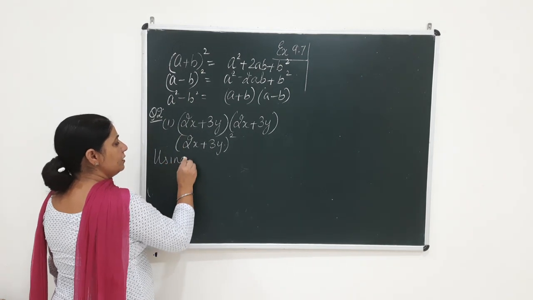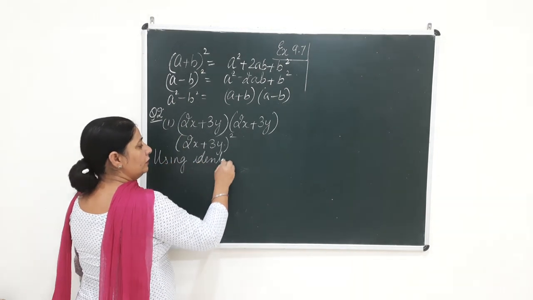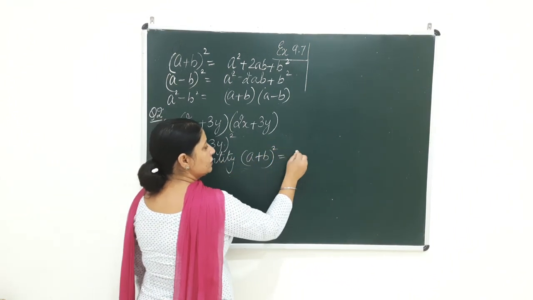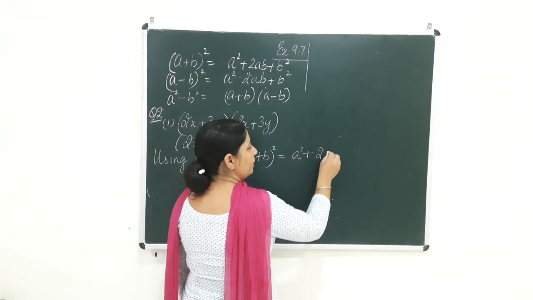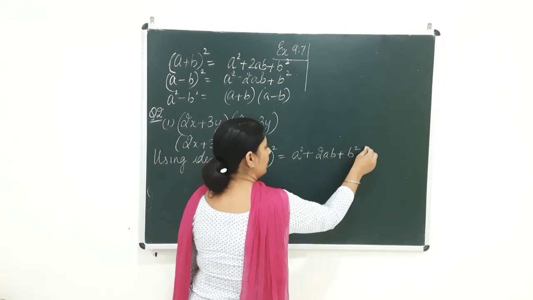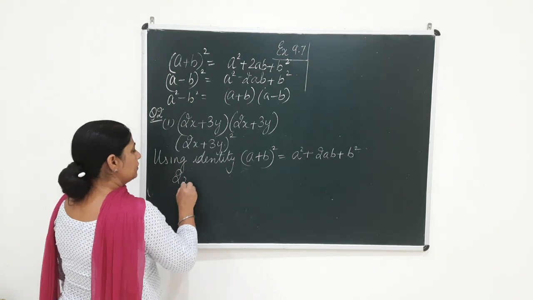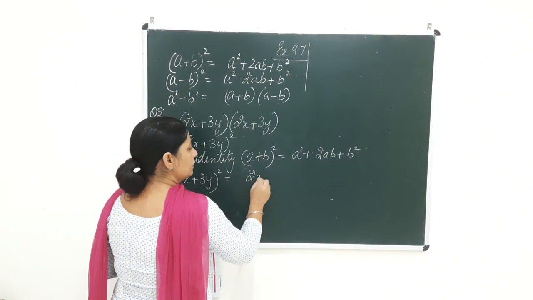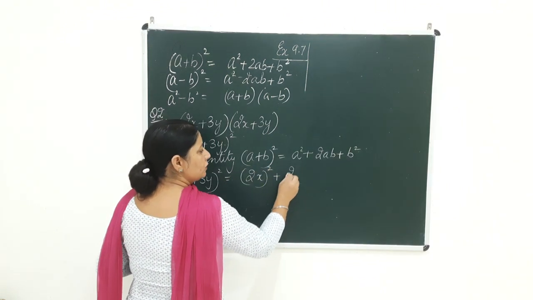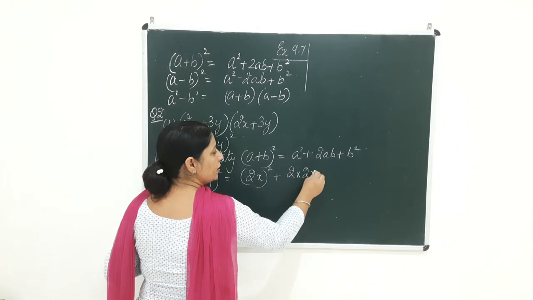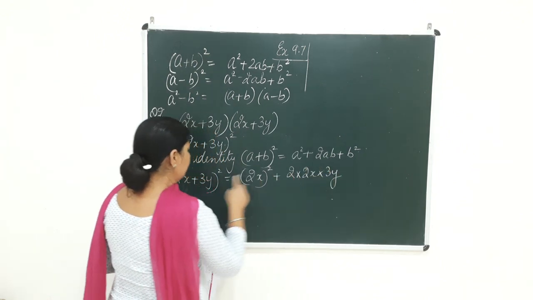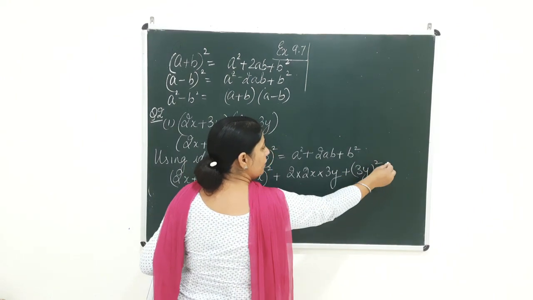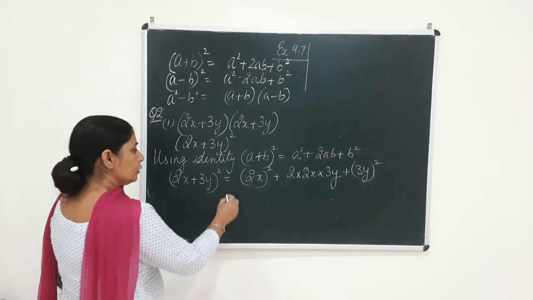So we will write using identity. Which identity are we using? It is (a + b)² = a² + 2ab + b². I will be getting, beta, (2x + 3y)². This will be equal to, beta, the first term, which is 2x, the whole square, plus 2 multiplied by the first term, which is 2x, multiplied by the second term, which is 3y, plus the second term, the square, which is (3y)². So what do you get with that?